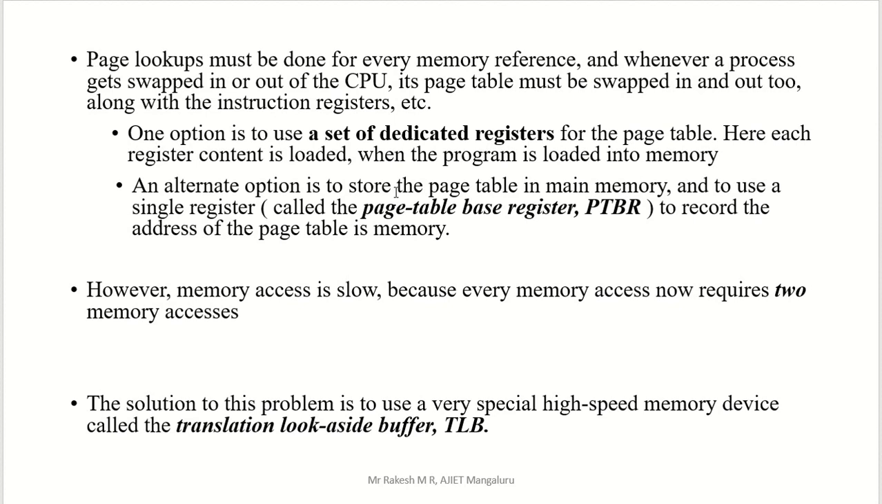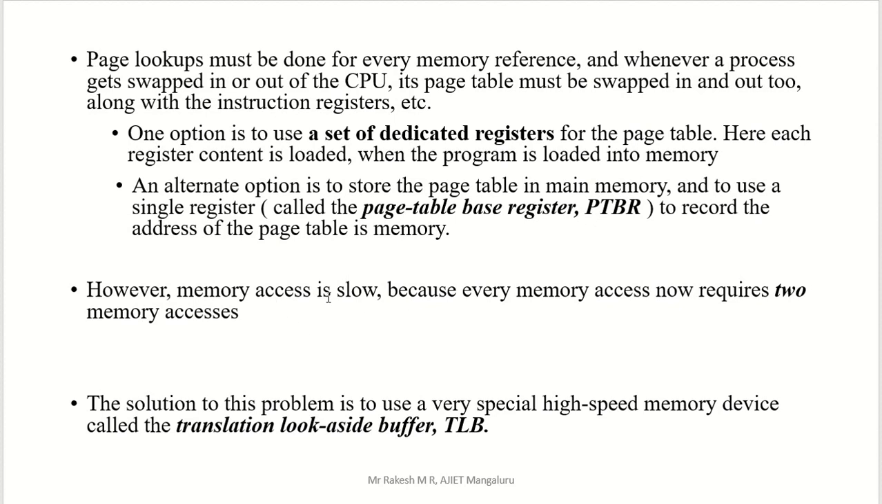So that's why we have another option. An alternative option is to store the page table in main memory itself. We can save the page tables of all processes in main memory, and use a single register to record the address of the page table. That means the address of where the page table is present in main memory is stored in another register, which is called PTBR. PTBR is the register that contains the address of the page table present in main memory.